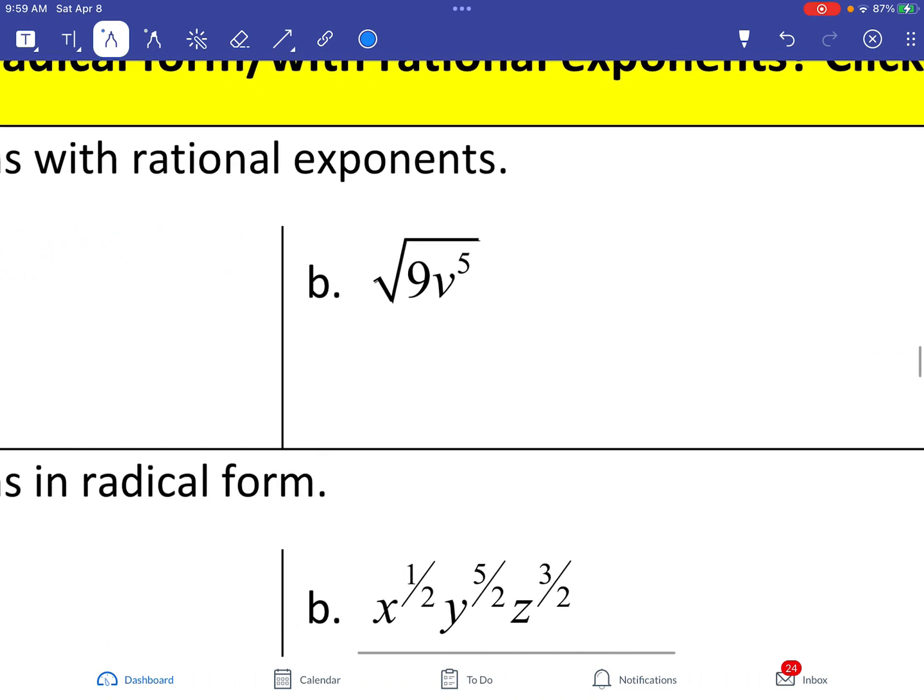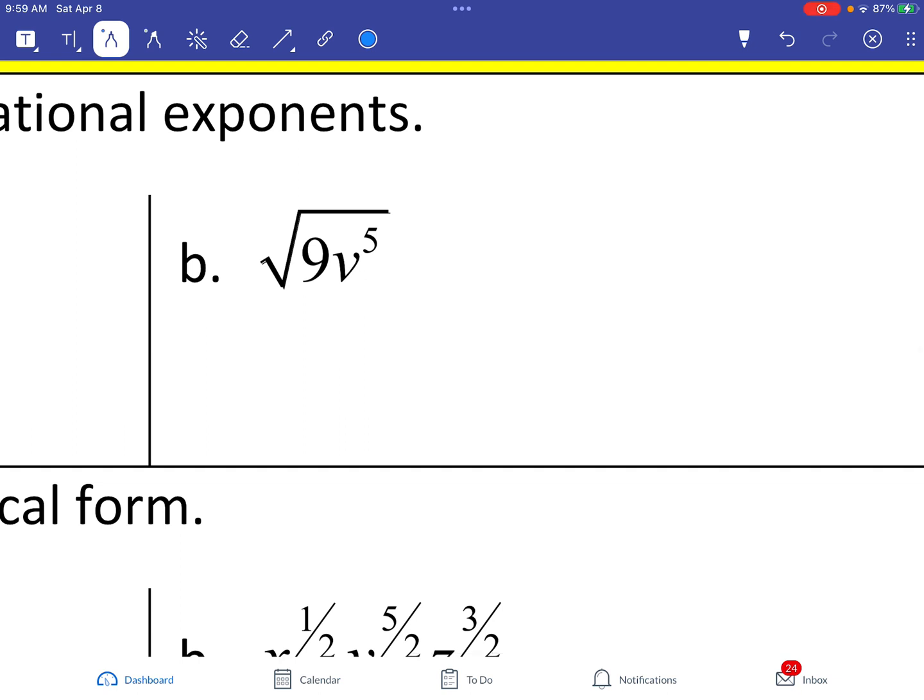The next one, this radical sign is a square root. It's got a 2 there that's just not written. And the 9 has a 1 as an exponent. So this becomes 9 to the 1 over 2 power and v to the 5 over 2. And that's your answer.